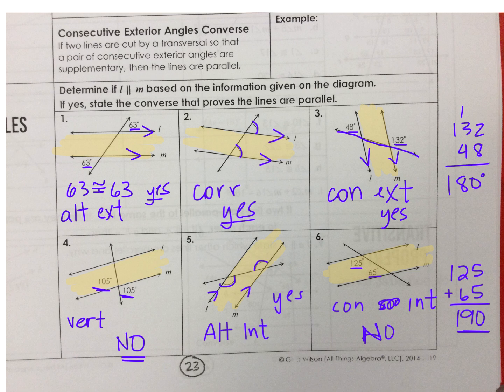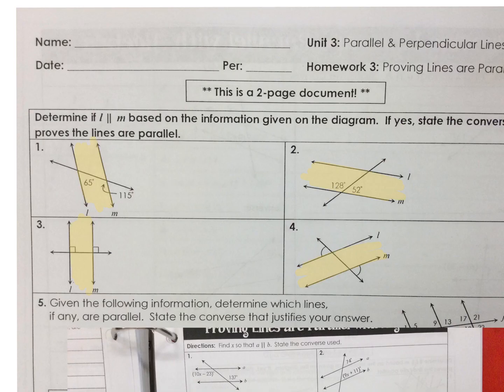Now I want you to flip over to page 26, and we're going to do the top 4 up there. All right, let's talk about number 1 right here. That one's 65 and that one's 115. They're both inside and they're on the same side of the line. Inside, same side is consecutive interior. The rule for consecutive interior is they have to add up to 180. So 65 plus 115 is 180. So yes, I can prove that those two lines are parallel.